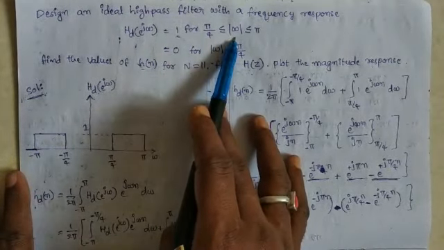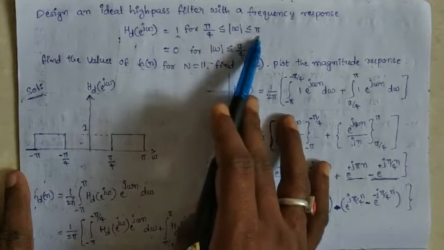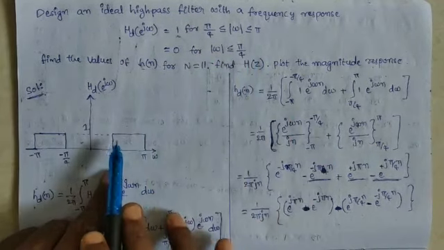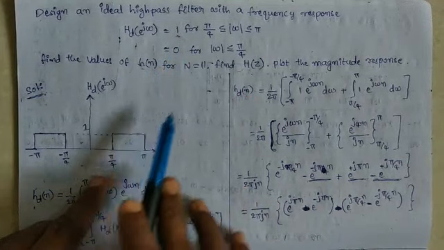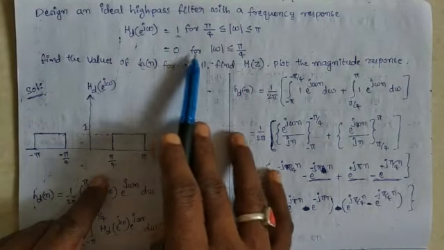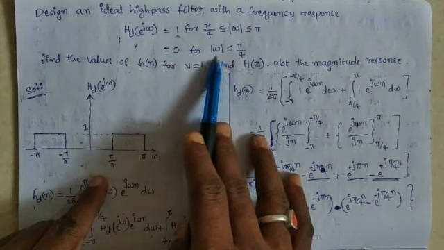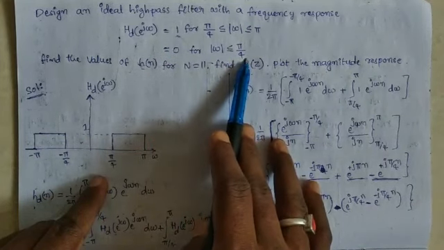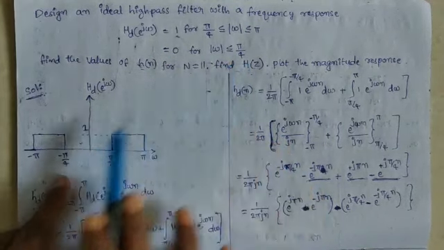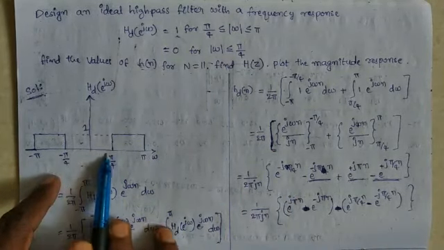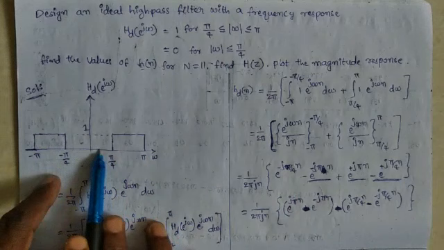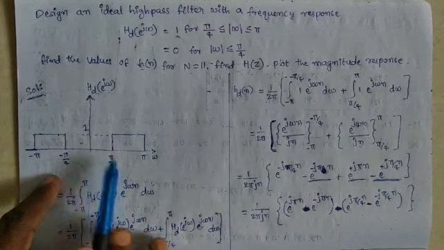Similarly for positive values of omega, that is 5 by 4 to pi, the amplitude of HD of e power j omega is 1. And this HD of e power j omega is 0 for mod omega less than or equal to 5 by 4. This means from minus 5 by 4 to 5 by 4, HD of e power j omega is 0. The value is 0 in this interval.